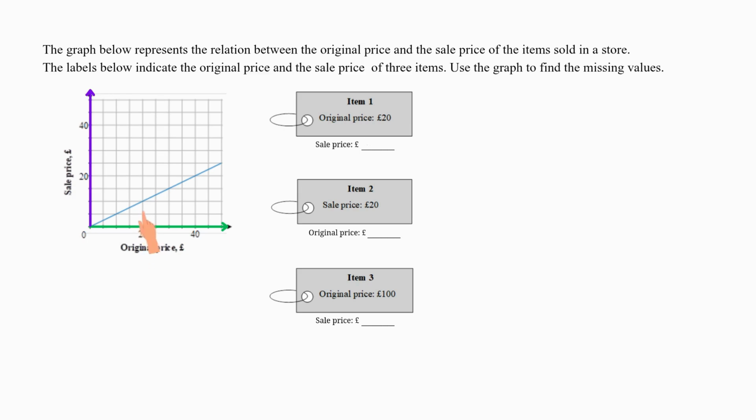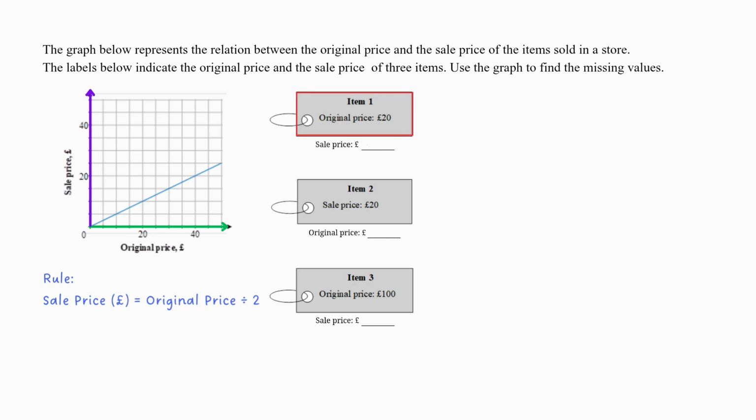You start at one number, move your finger to the blue line, and then slide over to see the corresponding number on the other side. Before we solve the items, let's find a clear point where the blue line crosses a corner of the grid. Look at the original price of £40. If you move up to the blue line and then look left, it hits the sale price of £20. This tells us the rule. The sale price is exactly half of the original price.